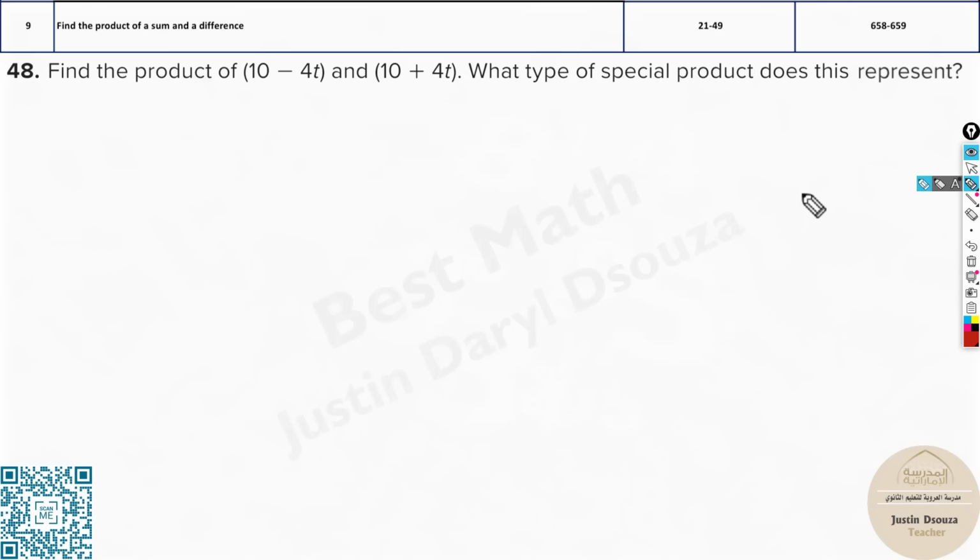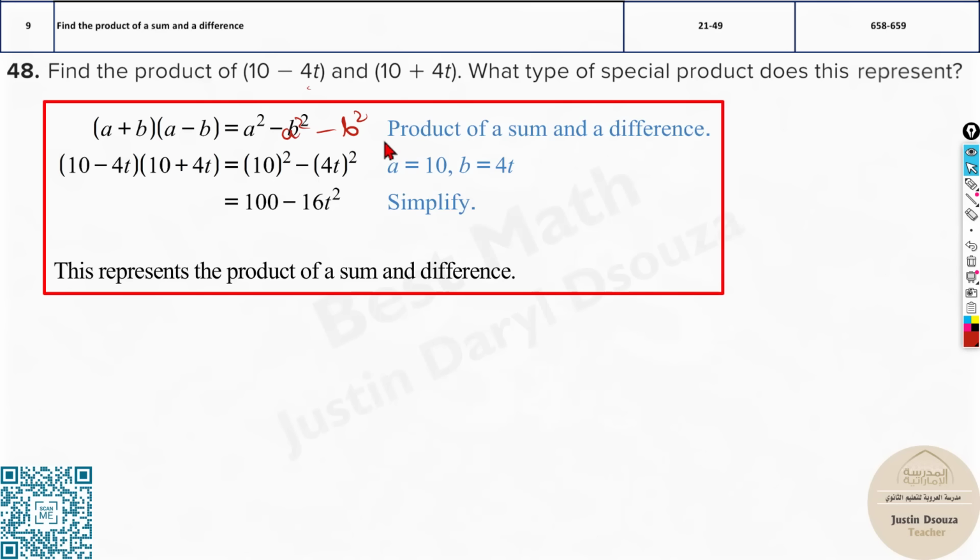Now here we have, well, let's find the product of these two. What type of special product does it represent? Here again it is the same concept. It is a squared minus b squared, the first term squared minus the b squared. It is basically the difference of squares. That's the formula, or you can write it as it represents the product of sum and difference. Okay, basically you have the sum over here and the difference, you're multiplying them. It's the product of that. So you just use the formula, it'll be 10 squared minus 4t the whole squared. When you expand this, it'll be 100 minus 16t squared. That's it. That'll be the answer.